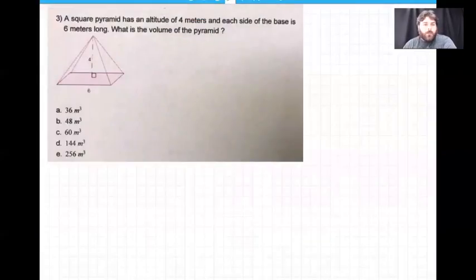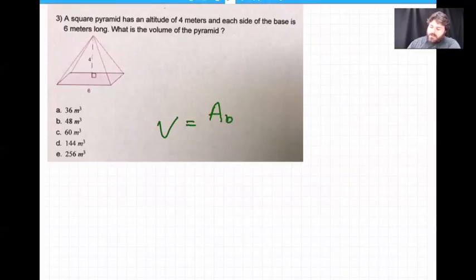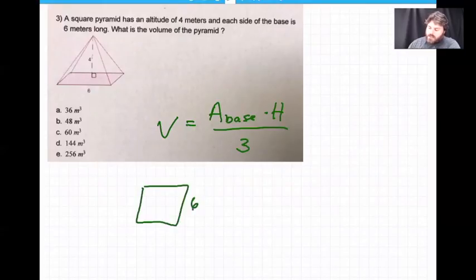All right. A square pyramid has an altitude of 4 meters and each side of the base is 6 meters long. What is the volume of the pyramid? All right, so we're looking for the volume of a pyramid. Remember, the volume is going to be the area of the base times the height. And then since it's a pyramid, we're going to divide that all by 3. If it was a prism, we wouldn't divide by 3. So remember, the base here looks like it's a 6 by 6 square. So, you know, side squared is 36. So the area of the base, which is a square, is 36.